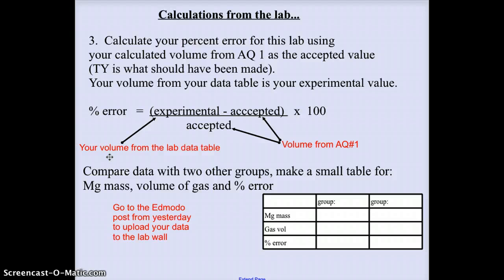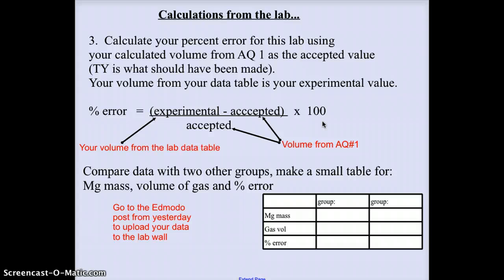Now you do need to pay attention here. Our calculated answer from number 1 is in liters. Your volume from the lab was in milliliters, so you're going to need to convert. I would recommend just going to liters. So change your volume to liters and put that in there. Again, this is the one that came out of your data table. That's the experimental value. The answer that you calculated in number 1 is the accepted value. Now pay attention, there are parentheses. You have to make sure that you do that subtraction first and then divide again by the accepted value, which is the volume from number 1. Because it's a percentage, you want to multiply by 100, and that will be your percent error.